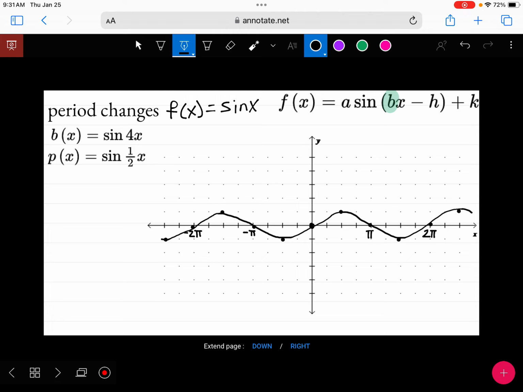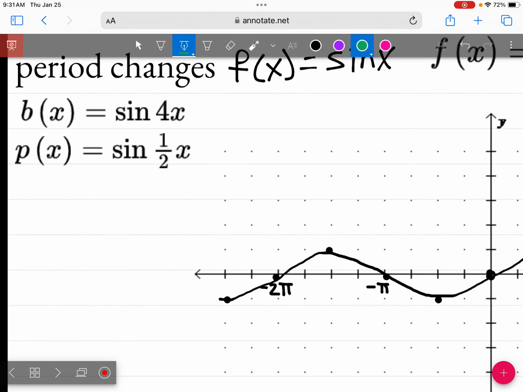And our original function has a period of 2 pi. That's how long it takes us to go around our circle. What B does, and the way we find our new period length, is that our new period length is going to be 2 pi divided by whatever the B value is. We're going to use absolute value of B.